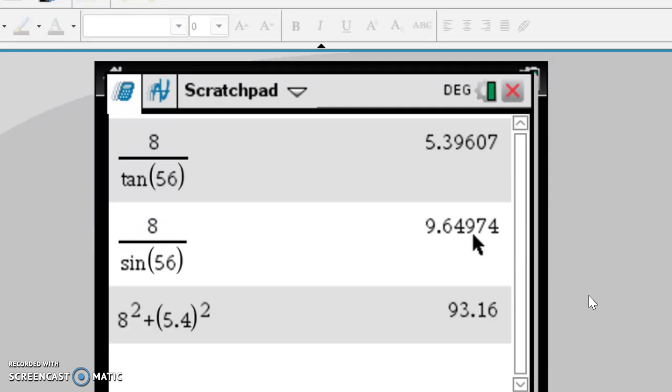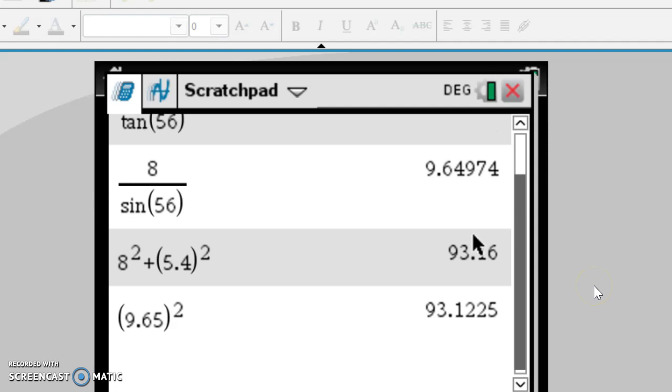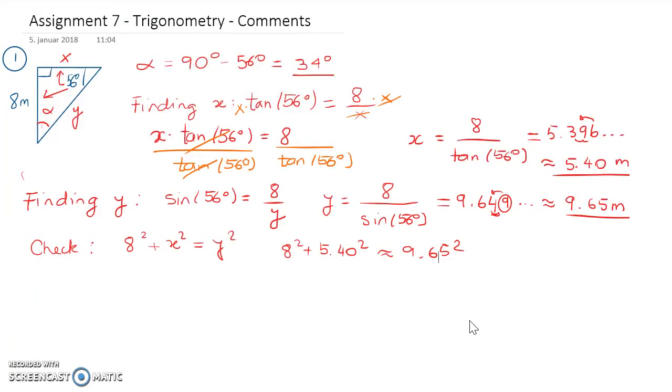Okay, we got 93.16. And now let's check how much is 9.65 squared. And we see that we are off by a few decimals, but that's enough just for checking that the result makes sense. So I'll just write here, calculator. And this was the first example I wanted to show you.